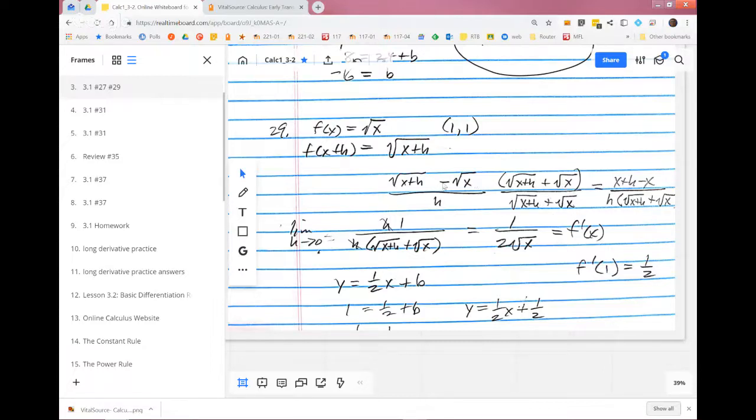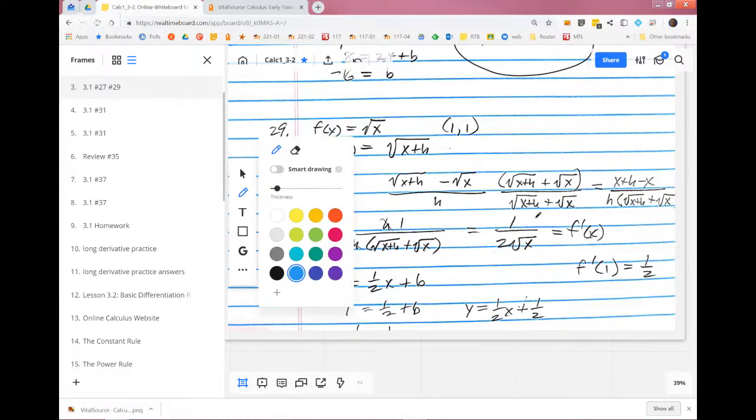On top, you get the first square, x plus h, minus the second square, x. The x's cancel out. You just get an h on the top. And now you can cancel the h's and you can take the limit. Derivative is sitting right here.